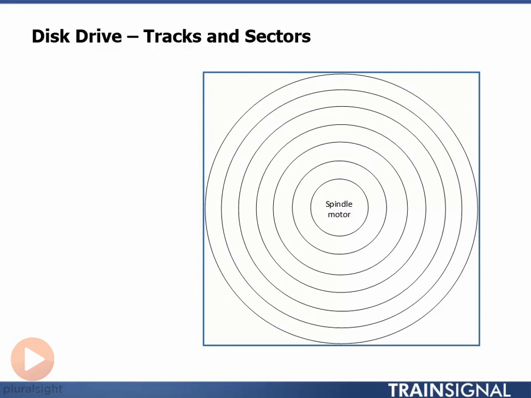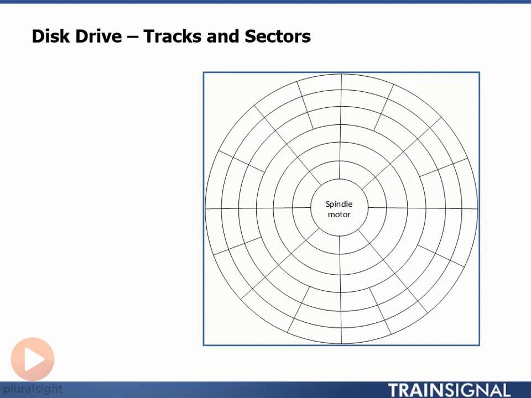Next, we divide each track into sectors. These sectors are the smallest addressable components of a disk drive and are typically 512 bytes in length. Now, as we can see, the outer 3 tracks are each divided into 16 sectors, whereas the inner 3 tracks are only divided into 8 sectors. This is because there is more surface area per track on the outer tracks than there is on the inner tracks, therefore the outer tracks have more space.